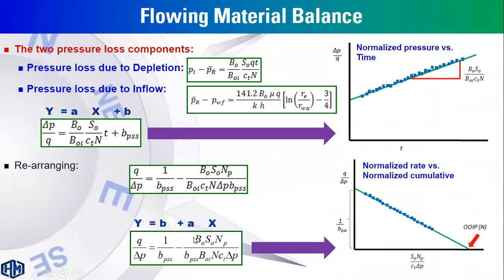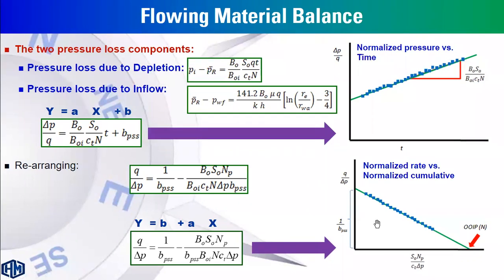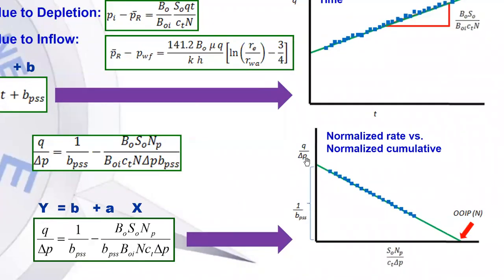By another rearrangement of this equation, we have another straight line equation, y equals ax plus b. Plotting the ratio Q relative to dP, or the pressure normalized rate, against this term on the x-axis. This plot is defined as normalized rate against normalized cumulative. The x-axis intercept will be the original oil in place, and the y-axis intercept will be the reciprocal of the pseudo-steady state constant.